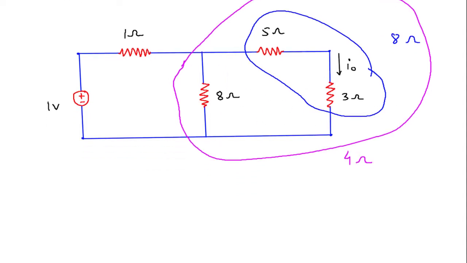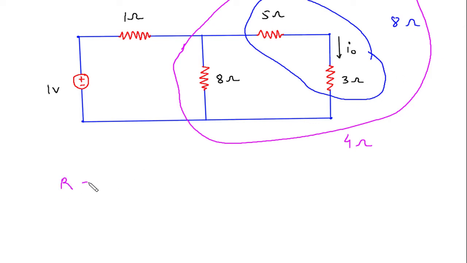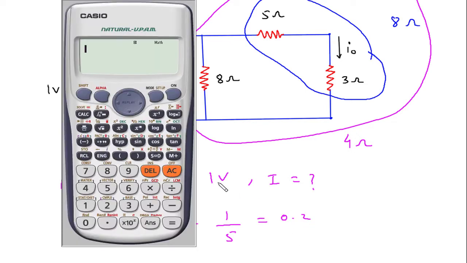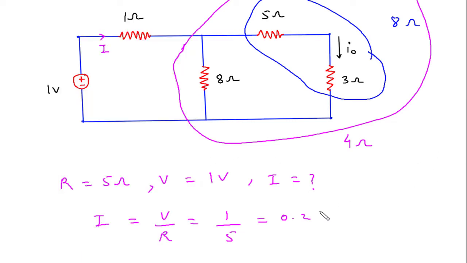So now we have the value of resistance as R is equal to 5 ohm, V is equal to 1 volt, and what we have to find? We have to find this I first, then this I0. So I is equal to question mark. I is equal to V by R. V is 1, R is 5. So this will be 0.2, 1 by 5 is 0.2 ampere.